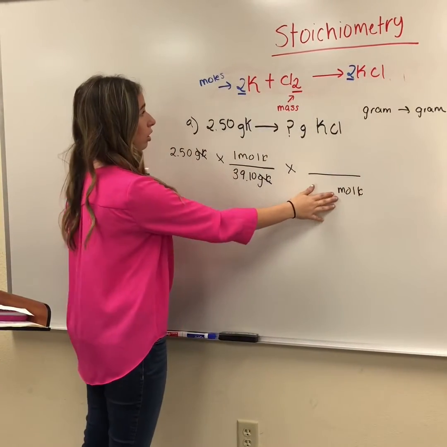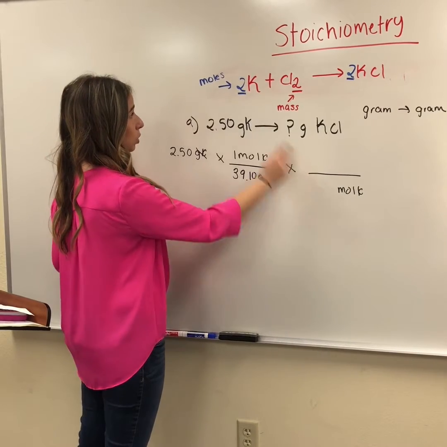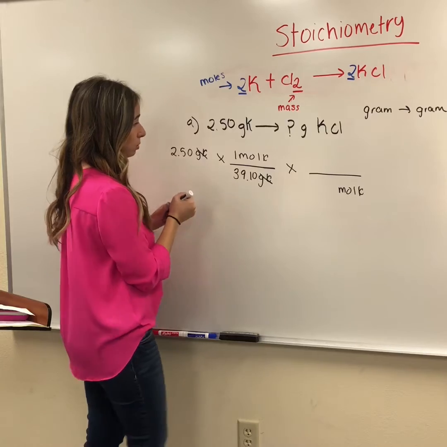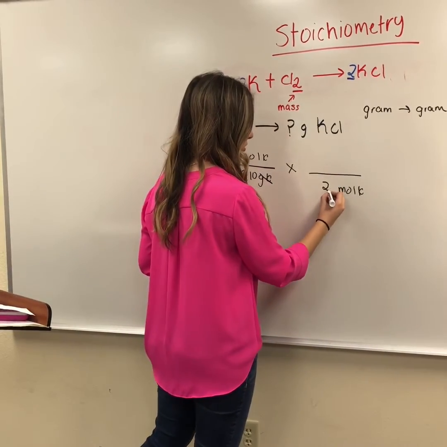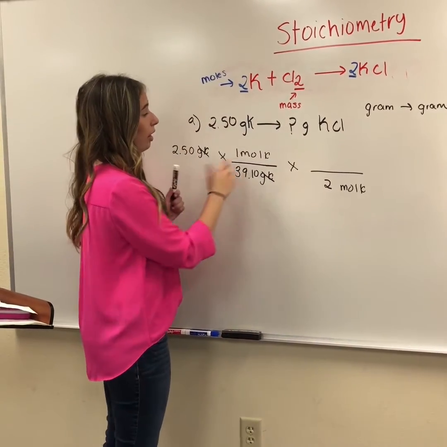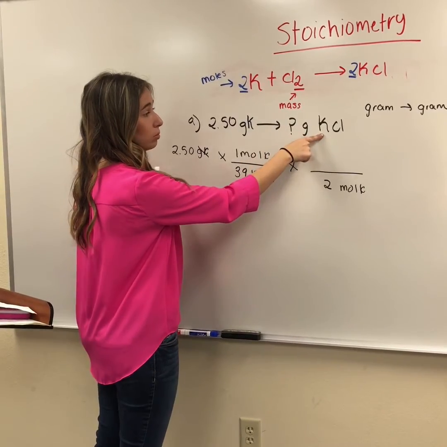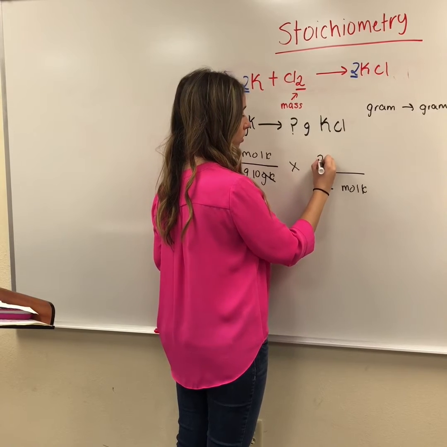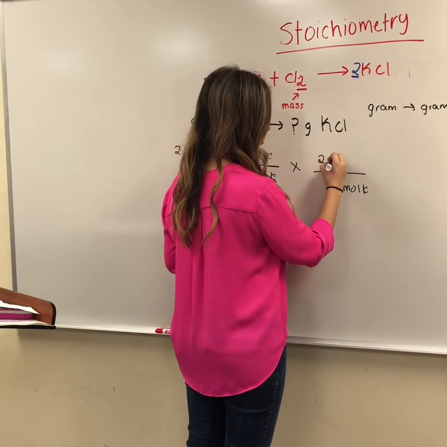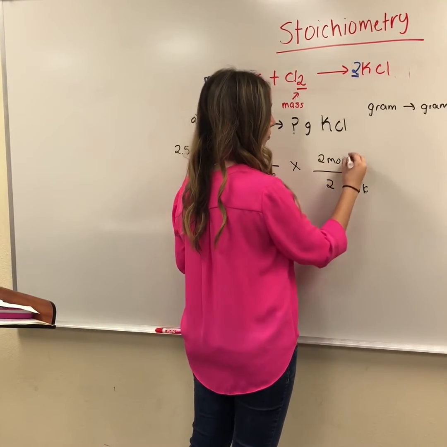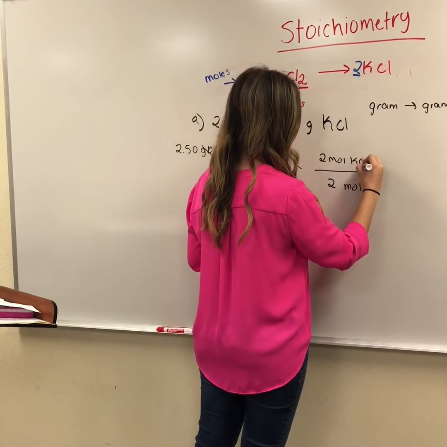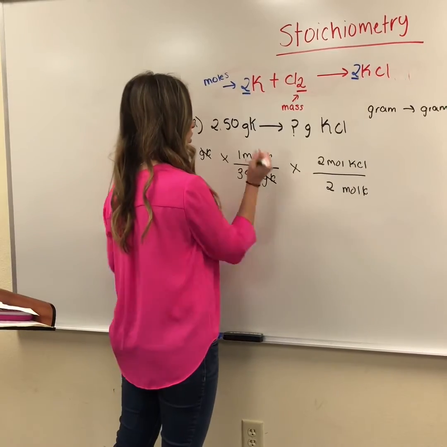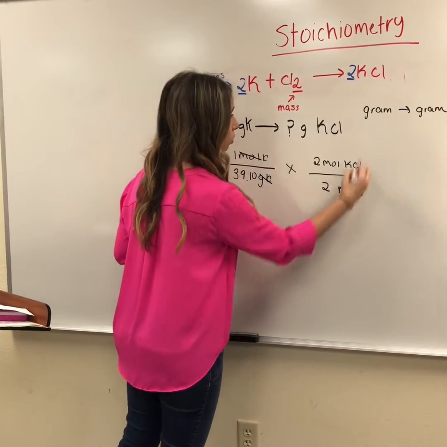So if we look here to find our multiple ratio, we look at the number in front of it. So we have 2 potassiums, so 2. And then we want potassium chloride, we also have 2. So then we have 2 moles of potassium chloride. And we need to keep on going because we just canceled out our moles, so we're left at moles, but we don't want moles, we want grams.